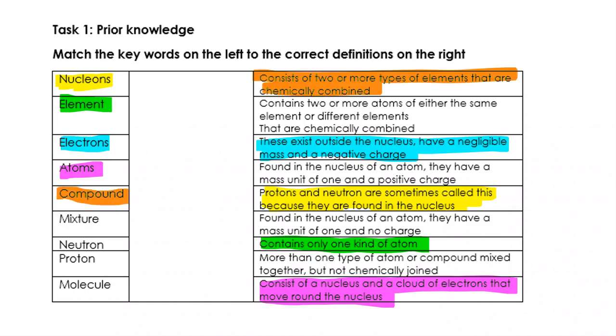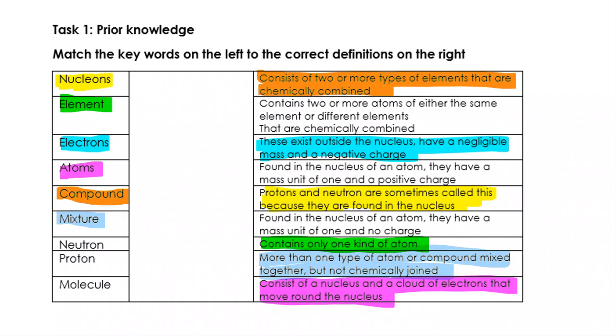When we get to compounds, there are some similarities between compounds, mixtures, and molecules definitions we need to be familiar with. So a compound is more than one type of element, and they are chemically combined. Whereas when we look at a mixture, it's more than one type of atom, or it could be compounds, and they are mixed together, but they're not chemically combined.